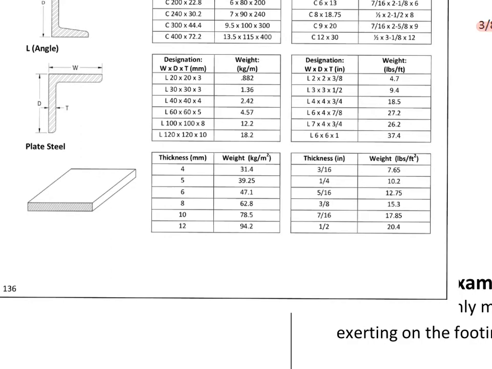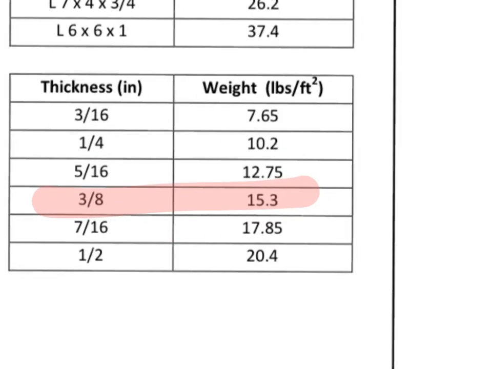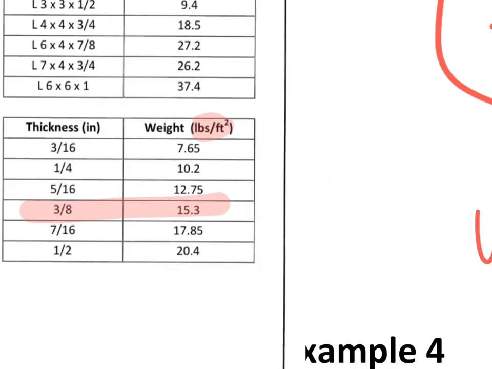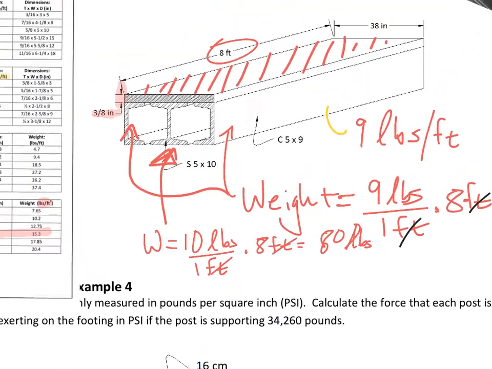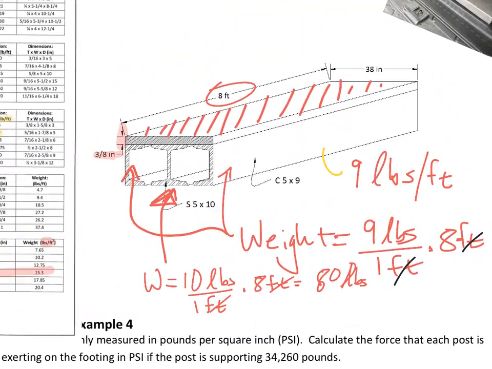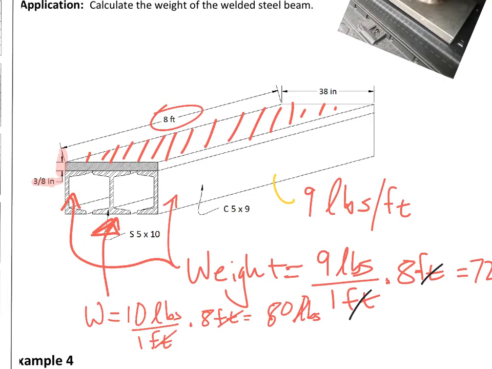And our plate steel that's 3/8 inch thick is going to be 15.3 pounds per square foot. So we need square feet. Square feet is area, so we got to find the area of this, and that'll give us the weight. So it's 15.3 pounds per square foot. So we need the area of this.